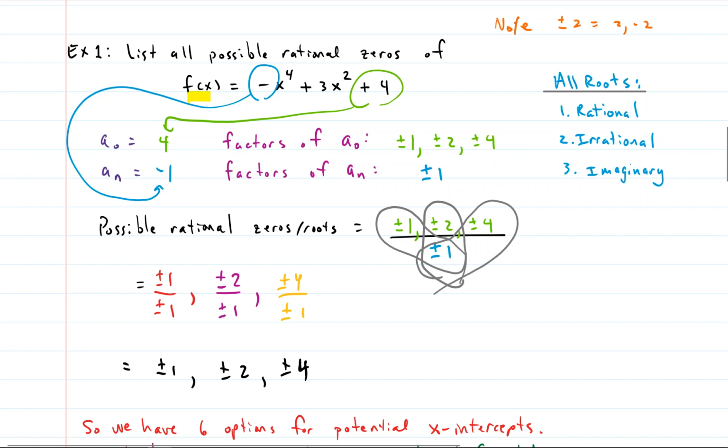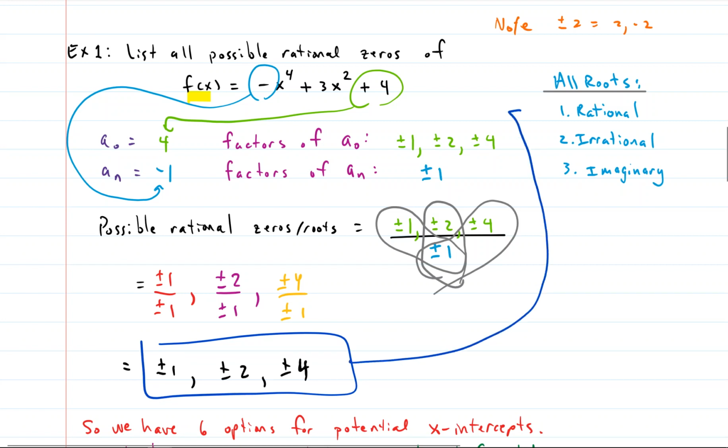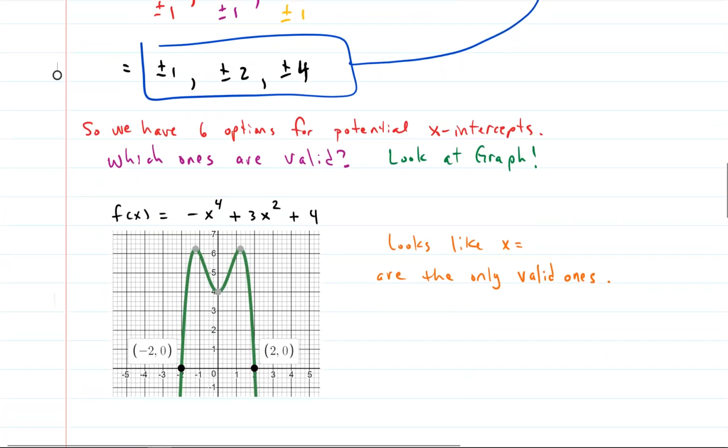These solutions here, this basket, this list, we've got 6 of them. The positive 1, negative 1, positive 2, negative 2, positive 4, negative 4. Those are only options for rational roots. Remember, these other two, the irrational and the imaginary, are not even being considered. So all of the rational roots that we have here are in this list of 6. We just don't know which ones are real and which ones aren't.